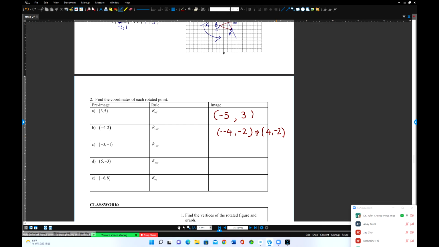But the next one, negative 3 and negative 1, is R equals 270, right? Anyway, 270 is a switch. Switch. Negative 1 and negative 3. But this time, the second number gets the negative sign. Negative, negative. Okay? The second number is negative. So the coordinate will be negative 1 and positive 3.